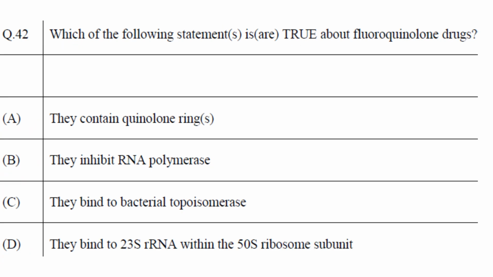Then next one. Which of the following statements is or are true about fluoroquinolone drugs? So they contain quinolone rings, that is correct. They inhibit RNA polymerase? No, not RNA polymerase. They inhibit bacterial topoisomerase or the gyrase. So A and C are the answer.